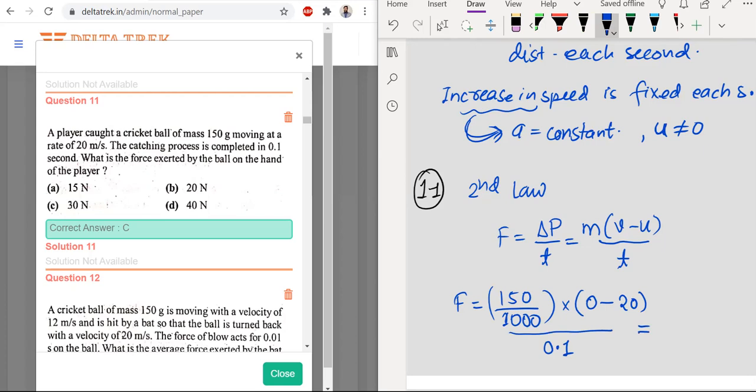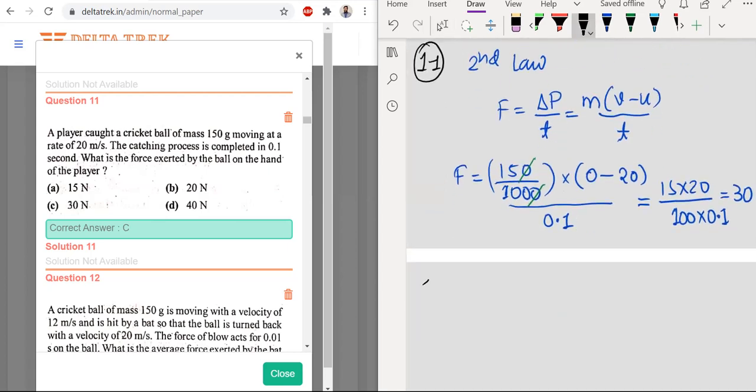So let's solve it. The zeros get cancelled out, and the point will increase by a 0 upside. It will remain 15 into 20 divided by 0.1. We will multiply 0.1 by 1000, so it will remain 1000 into 0.1, so it will be 10, and 10 will be cancelled out. So finally after solving, the answer will be 30. So we can simply calculate by mathematics that for this question the answer is 30 Newton.